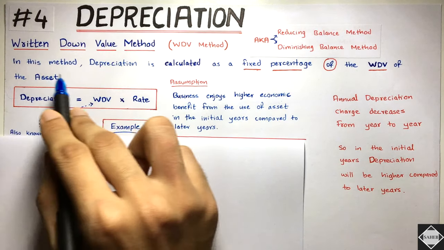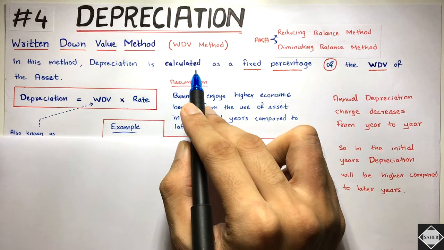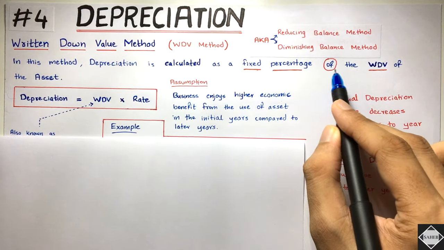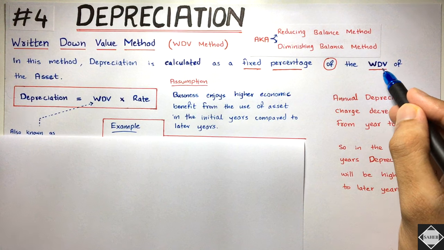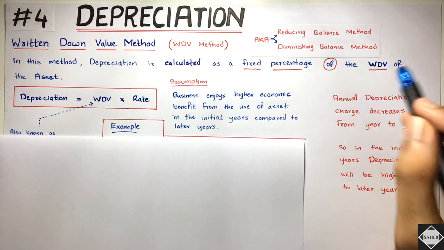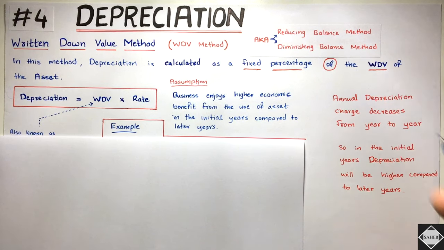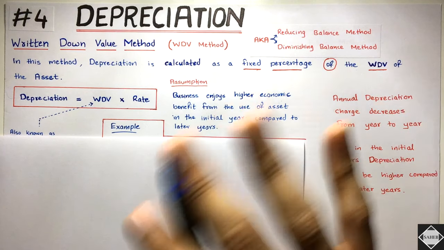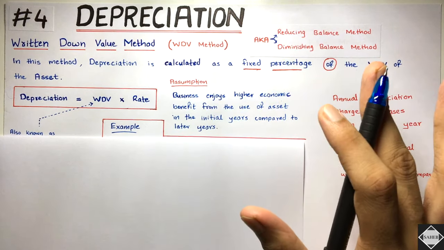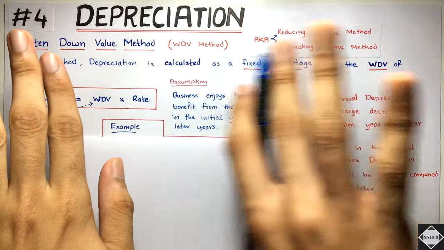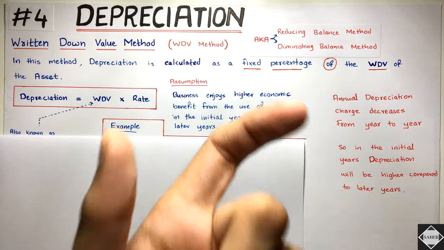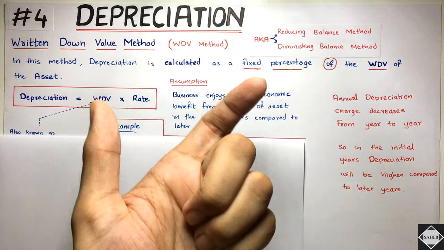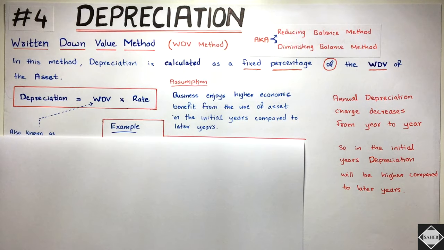See here. In this method, depreciation is calculated as a fixed percentage of the WDV of the asset. Now, what is WDV? It is the book value of the asset. You all know, right? I have been explaining this from the first video itself. WDV is not equal to the WDV method. WDV is different, the WDV method is different. WDV simply means book value, written down value, carrying amount. We'll understand, don't worry.